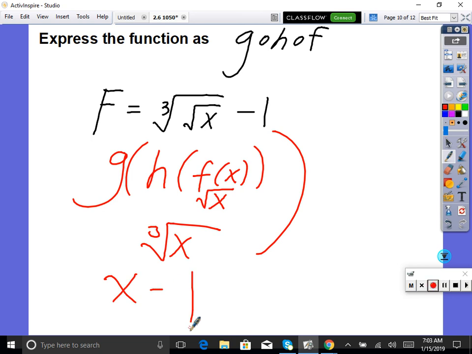X minus 1. Okay. You have to be able to think advancedly. It is kind of hard sometimes, but it's sometimes hard because you overthink it. So g of x would be x minus 1, h of x would be cube root of x, and then f of x would be square root of x. And then picture yourself plugging them in, and you would end up back here.